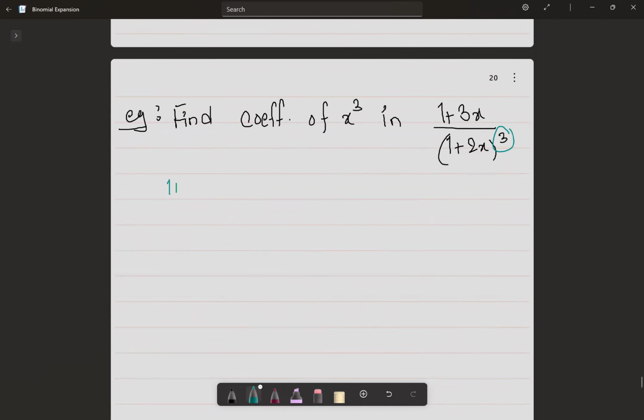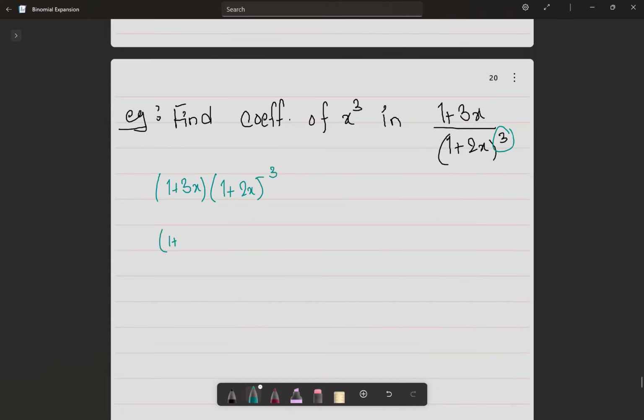We have 1 plus 3x divided by 1 plus 2x to the power of 3. So we will bring that in the numerator. We have 1 plus 2x to the power of minus 3. Now we see that for negative powers, we cannot use the binomial theorem related formula. So what will we do? We will use the factorial formula.